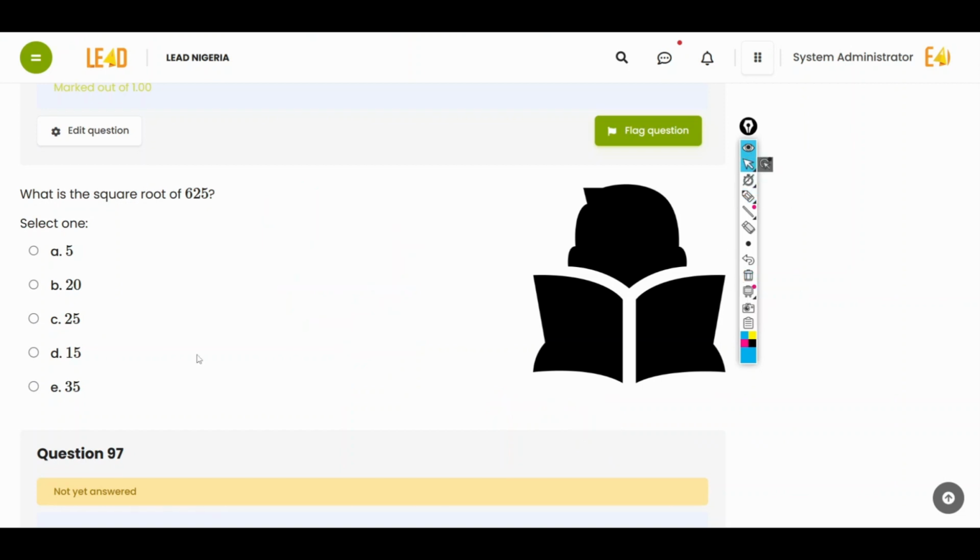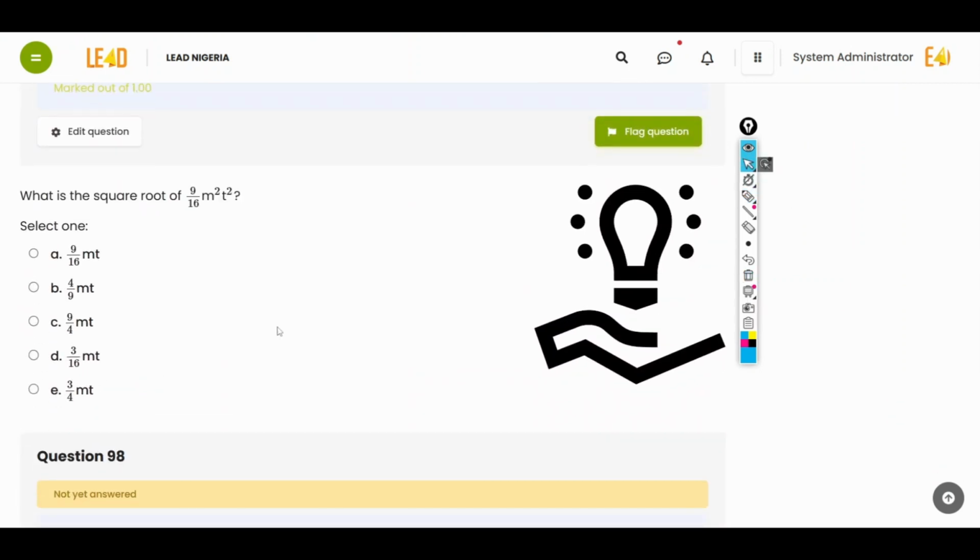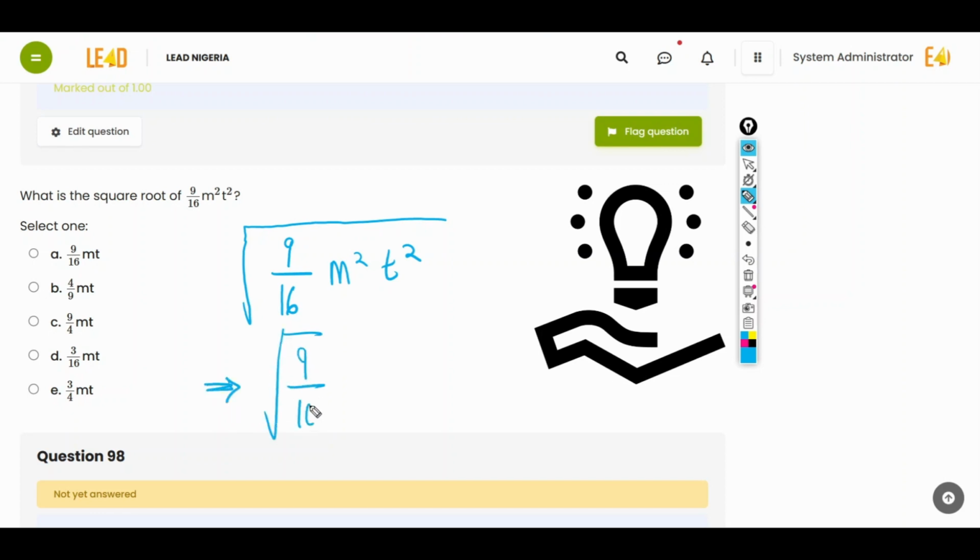We'll move on to the next one. What is the square root of 9 over 16 m squared t squared? I will need to find the square root of the whole thing. So this will just be the square root of 9 over 16 times the square root of m squared times the square root of t squared.